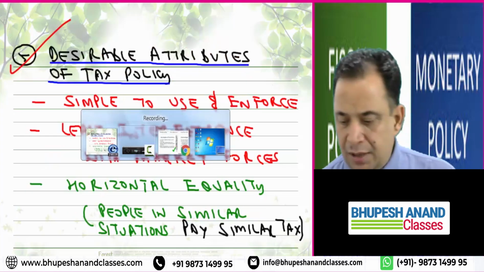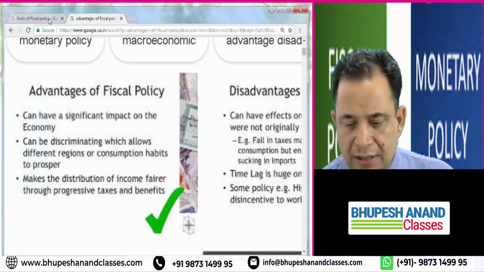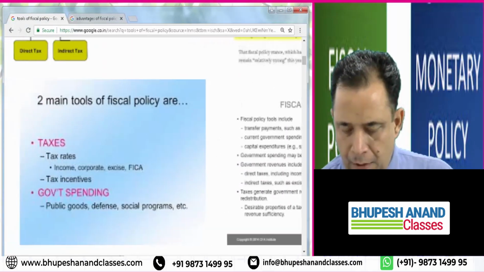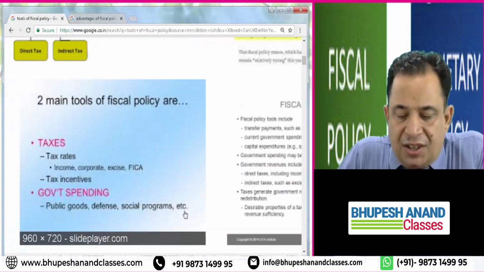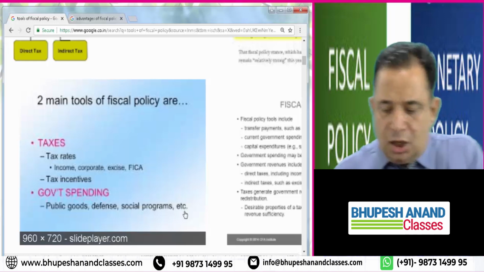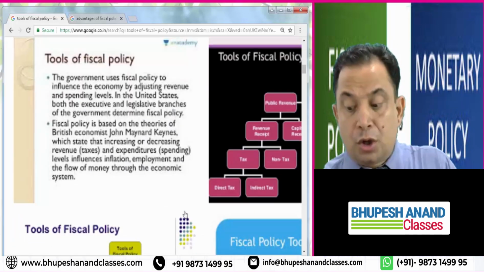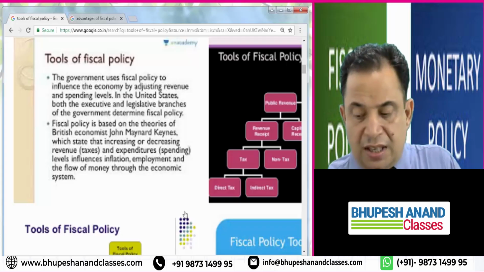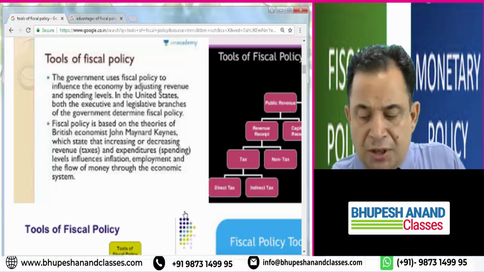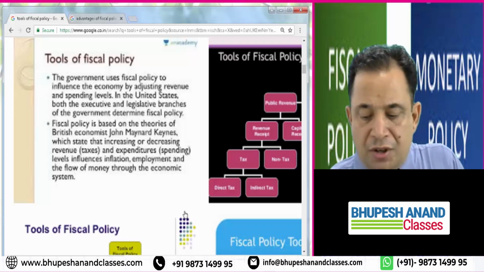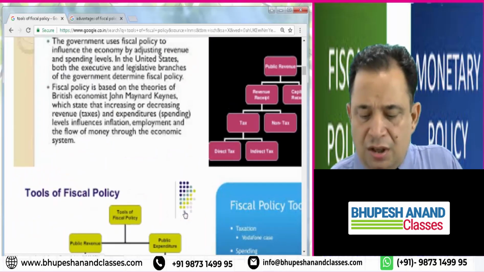Let's see something with the tools from Google Baba, that what are the tools of fiscal policy. Tax rates, income tax, corporate tax, excise, government spending, these are the tools of fiscal policy. The government uses fiscal policy to influence the economy. These are the objectives which we have discussed in the last lecture. By adjusting revenues and spending levels, in the United States, both the executive and legislative branches of the government determine fiscal policy. Fiscal policy is based on the theories of British economists. We will be doing Keynes, yeah.